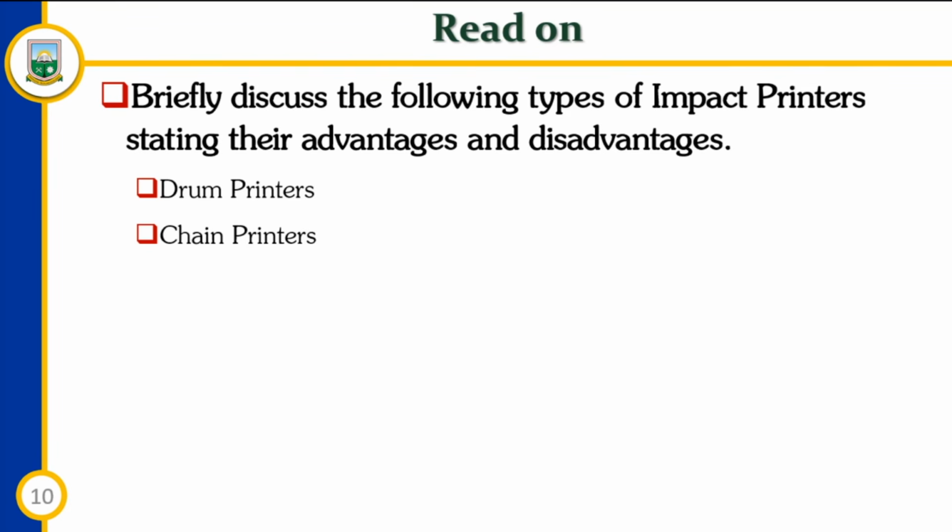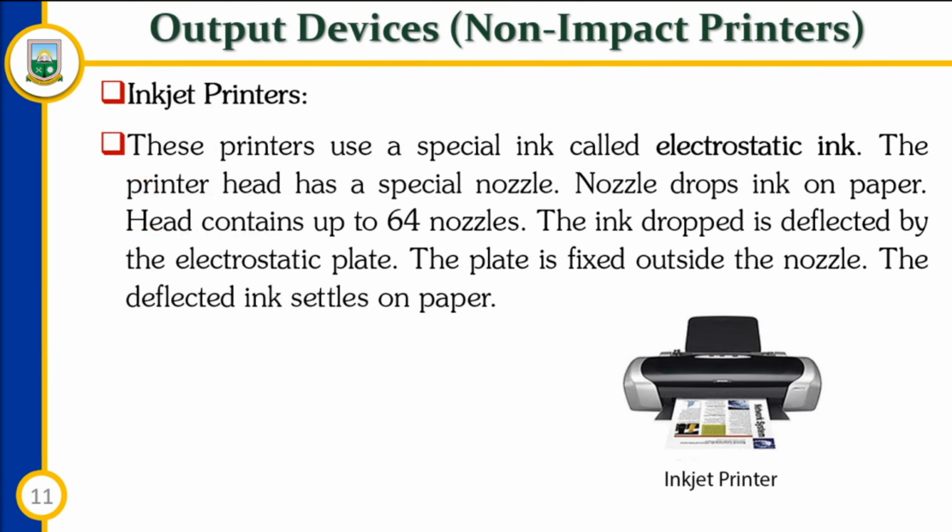For the non-impact printers that we talked about in the previous slides, on the classification of printers, there were two that were available. The first one was the inkjet printers and also the LaserJet printers. So let's briefly talk about the inkjet printers. These types of printers use a special ink which we normally call the electrostatic ink.